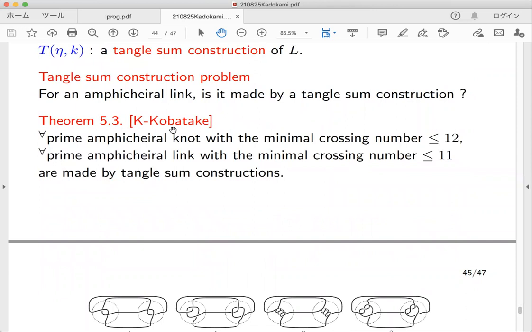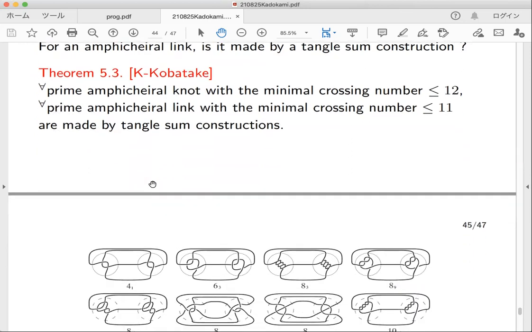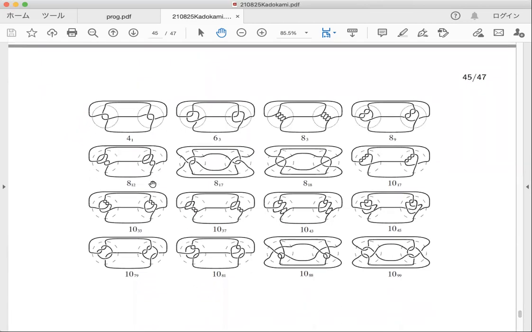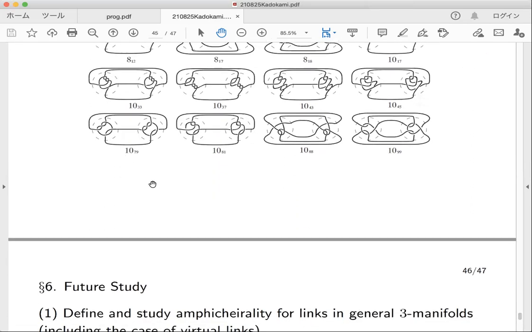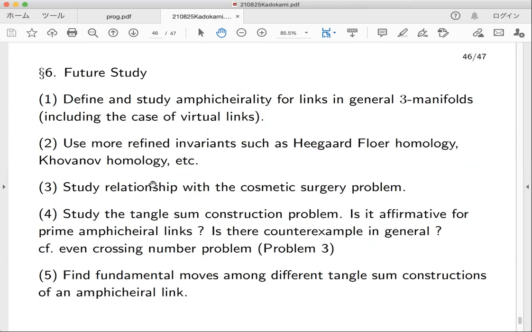We confirmed with Kobatake that any prime amphicheiral knot with minimal crossing number up to 12, and prime amphicheiral link with minimal crossing number up to 11, are made by tangle sum constructions like this. This is just a part of the table. Yes, this is almost the final sheet.